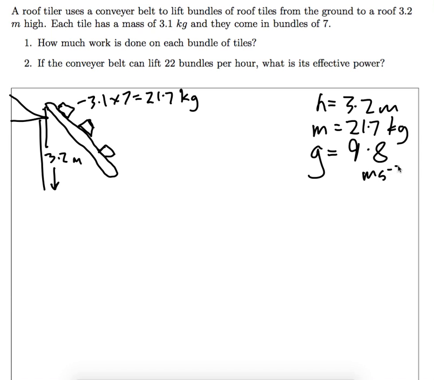We can decide, because actually it turns out that the gravitational force near the surface of the Earth is either one or the other depending where you are, but 9.8 is quite adequate for our purposes usually. So they're going from the ground to the top. We won't worry too much about the detail. So the first question is how much work is done on each bundle of tiles.